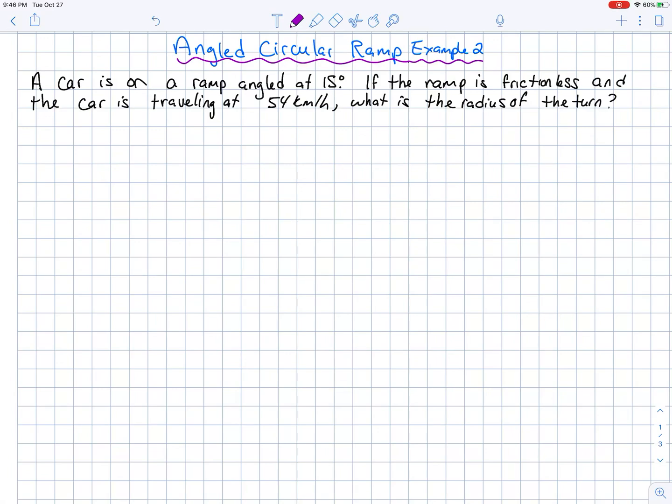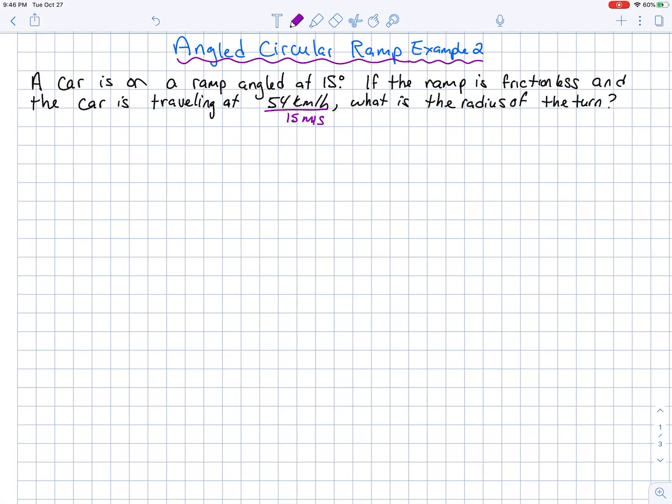Here's our second angled circular ramp example. We've got the car on a ramp angled at 15 degrees. You'll notice here that we've omitted the mass. We see that we're not going to use it anyway. If the ramp is frictionless and the car is traveling at 54 kilometers an hour, what is the radius of the turn?